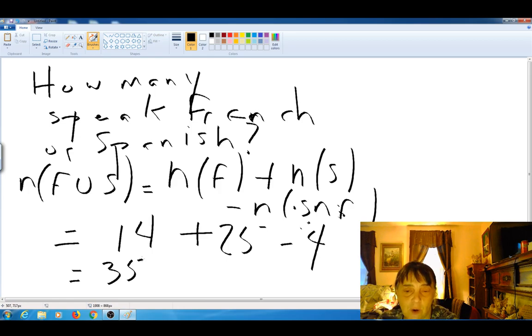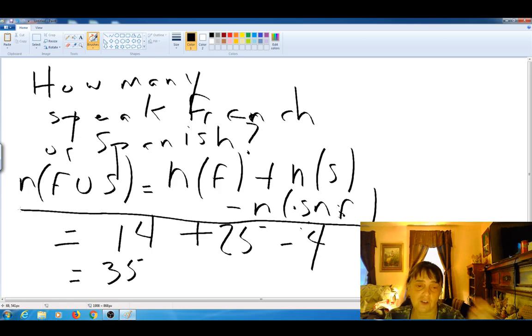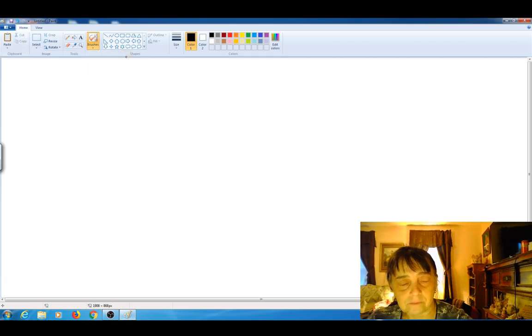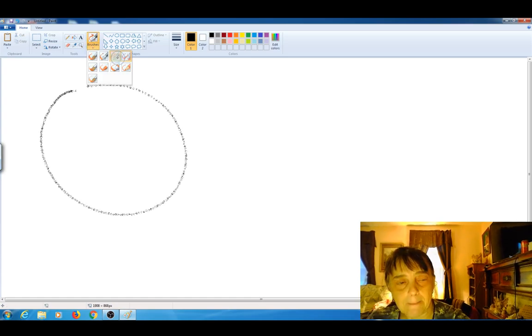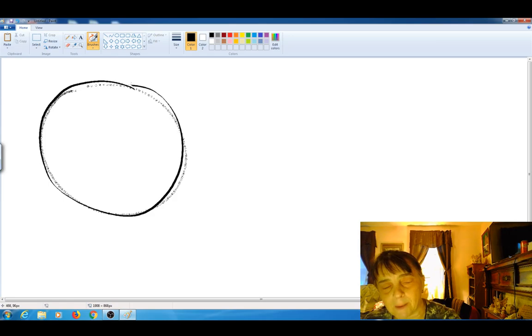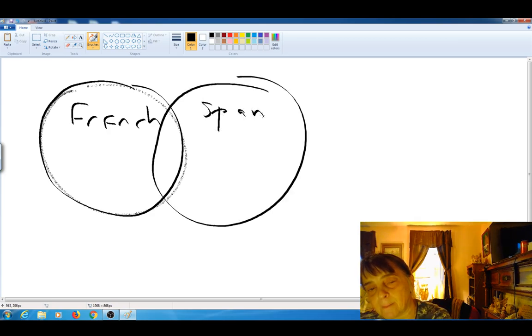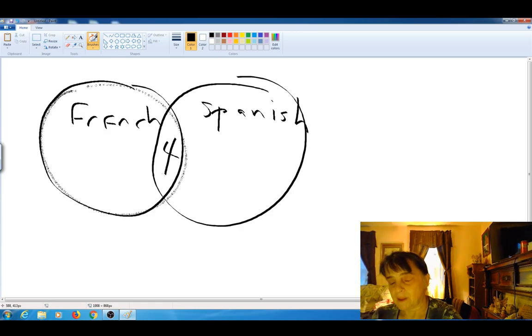Now, this is a diagram we use later on in the class. I haven't introduced it yet, but in this class until now, we could also do this with a Venn diagram. Let me draw the circle darker. Okay, this is people who speak French. And here's people who speak Spanish. The number of people who speak both languages is 4. The total number who speak French is 14, so the number of people who speak only French is 10.